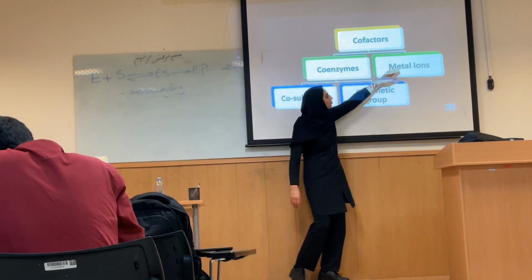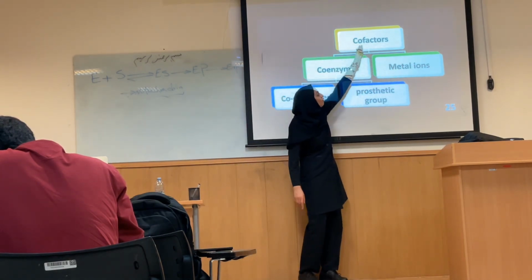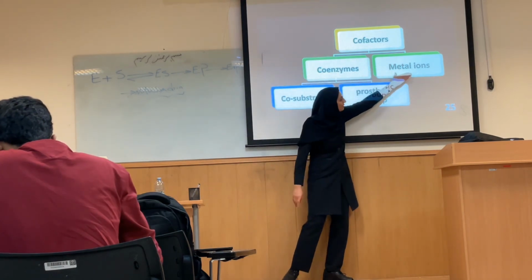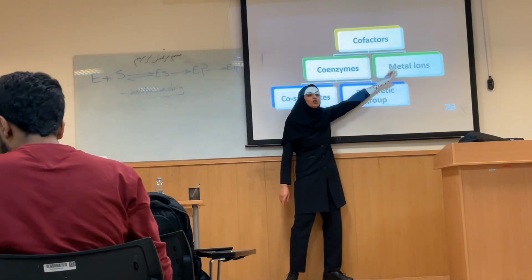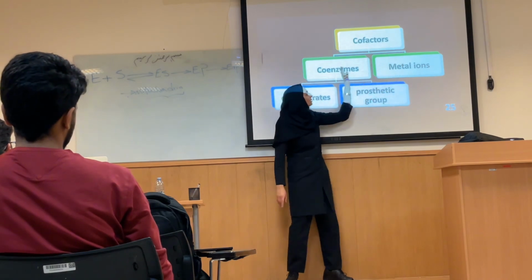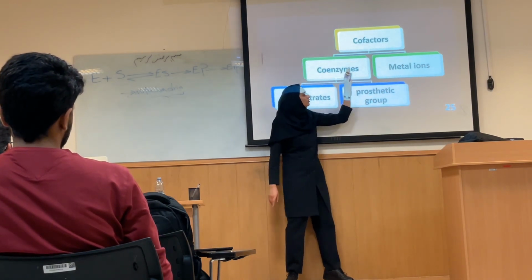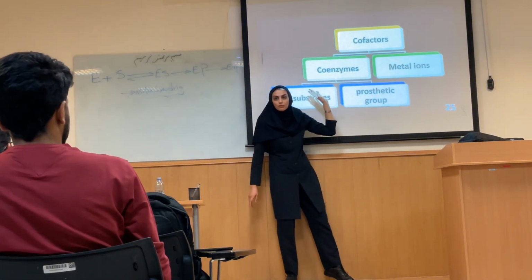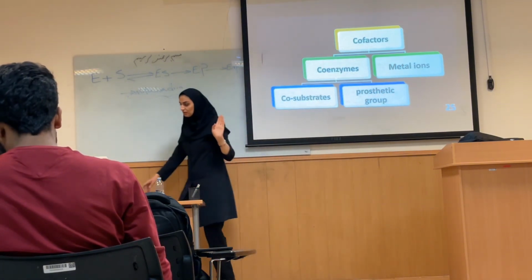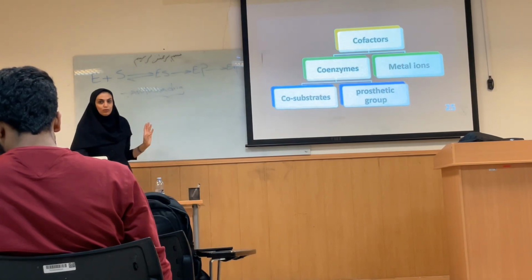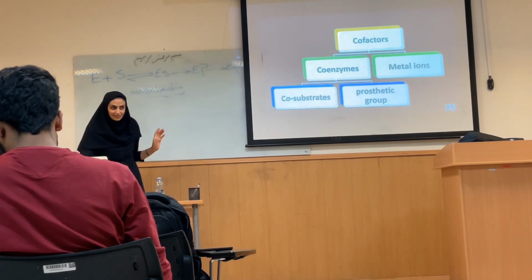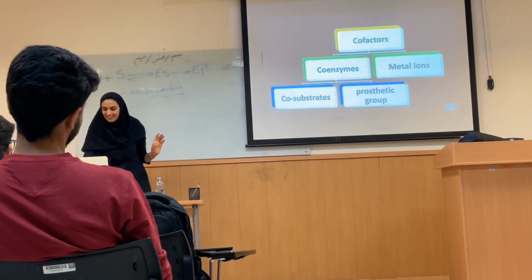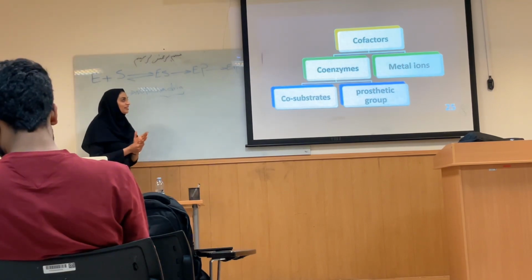But metal ions, we call them just cofactor. Cofactors can be categorized into metal ions and coenzymes. If it is a metal ion, we name it just a cofactor. But if it is something other than metal ions, we call that coenzyme. Did you get it? No? Yes? No? What should I do? Do you want me to tell you again?